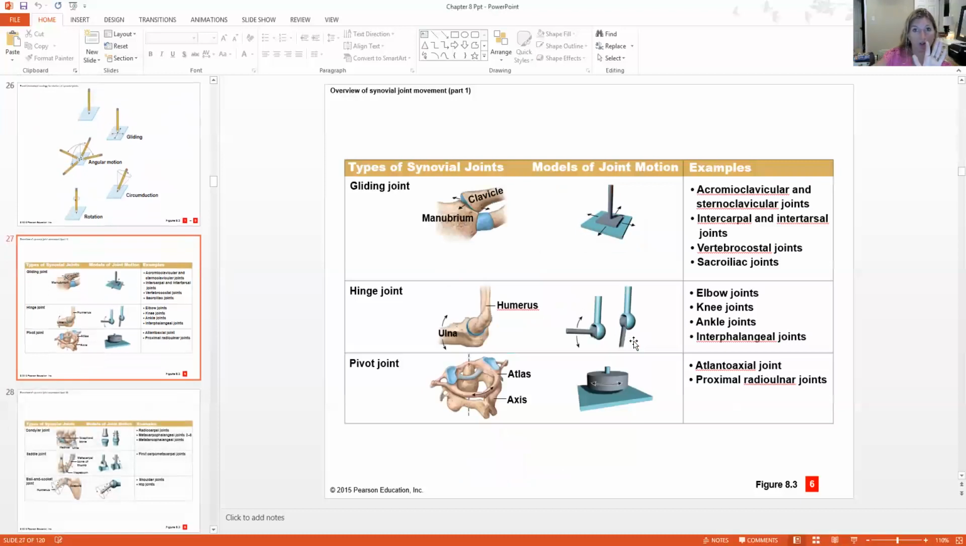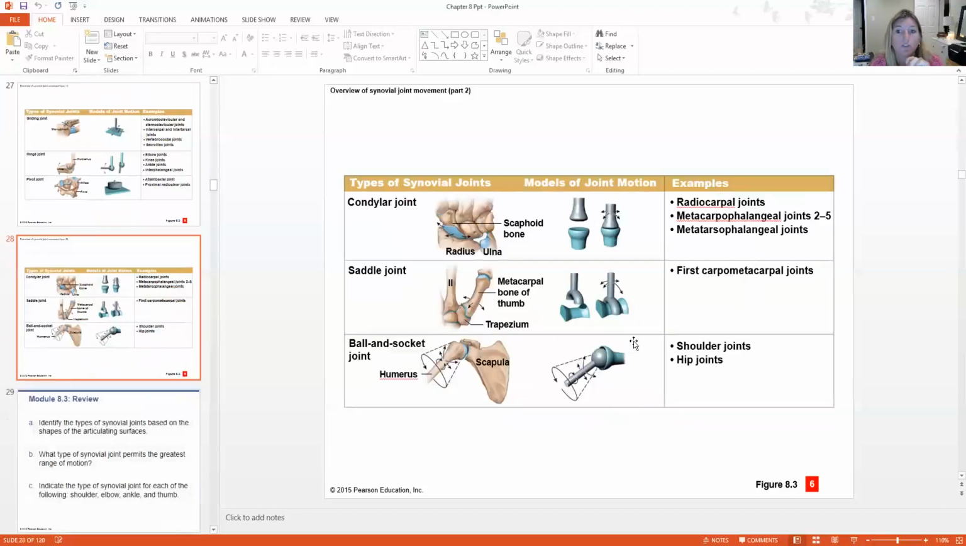Hinge joint, that's just opening and closing. Your knee joint, your elbow joint, your ankle joints, your interphalangeal joints, these are all hinges. A pivot joint would be like this. And you also have one here on the proximal side of your radius and ulna. And a condylar joint, these are like your carpal joints, your metacarpal and your metatarsal joints.